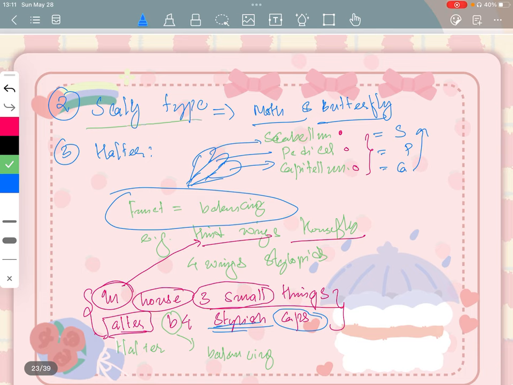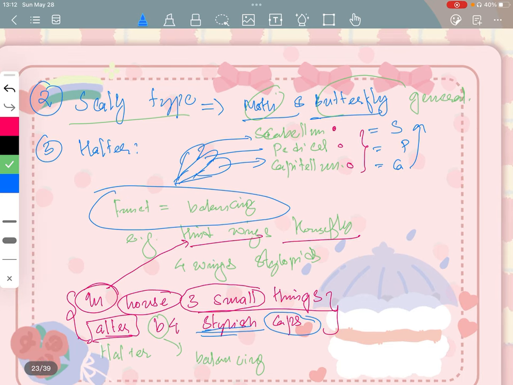Scaly type, example is moth and butterfly, that's a general one, so you don't need any kind of mnemonics, these are the basics.